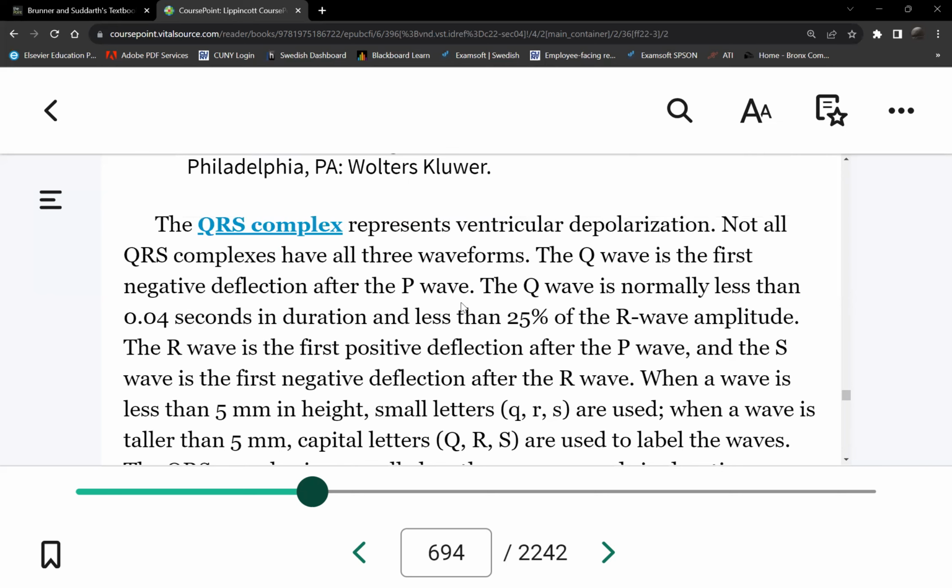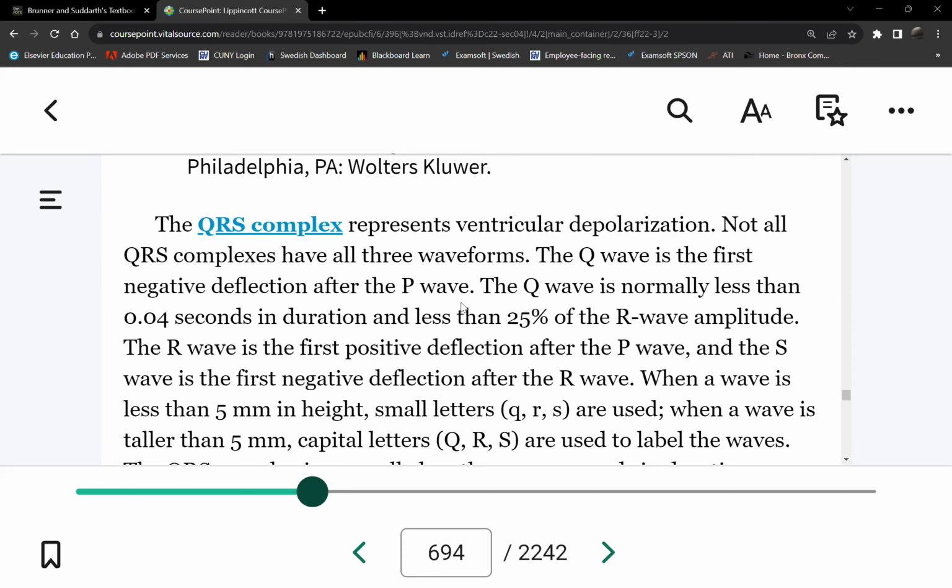The QRS complex represents ventricular depolarization. Not all QRS complexes have all three waveforms. The Q wave is the first negative deflection after the P wave. The Q wave is normally less than 0.04 seconds in duration and less than 25% of the R wave amplitude. The R wave is the first positive deflection after the P wave, and the S wave is the first negative deflection after the R wave.